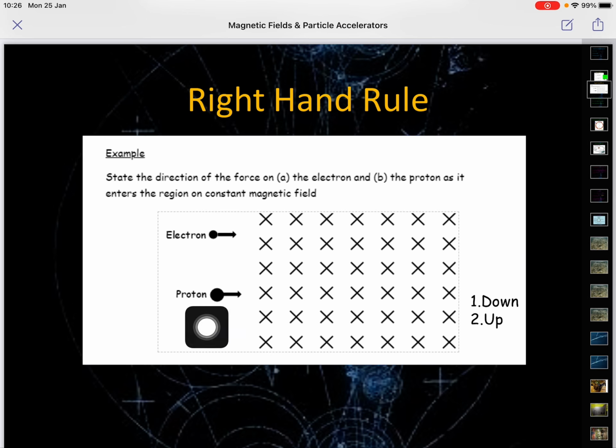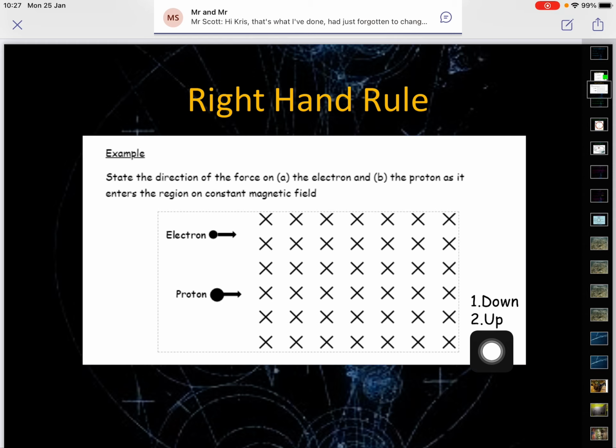Now a proton, because it's a positive charge, will do the opposite of what an electron would do. So if you work this out for the negative charge of an electron, then whatever direction you get for the electron, the opposite is going to be true for the proton, because it would go in the opposite direction. It would experience the opposite force.